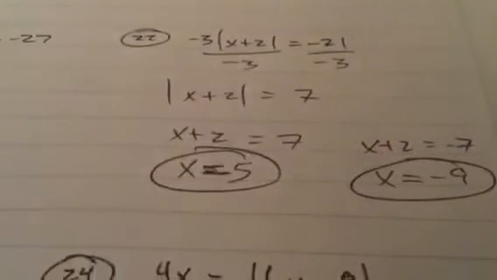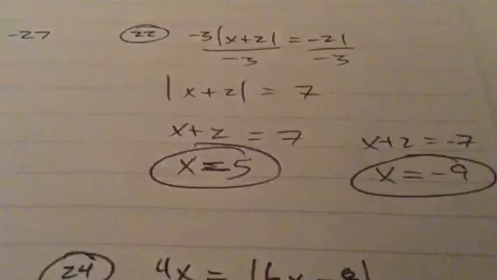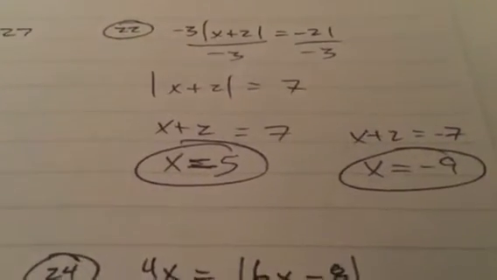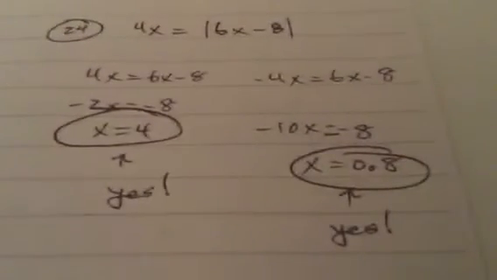All right, next page here. This is page 6. Page 6, we're looking at number 22. Divide both sides by -3. You can't have an absolute value equal -7. So simply set x plus 2 equals 7, and then -7. That one's a pretty piece of cake.